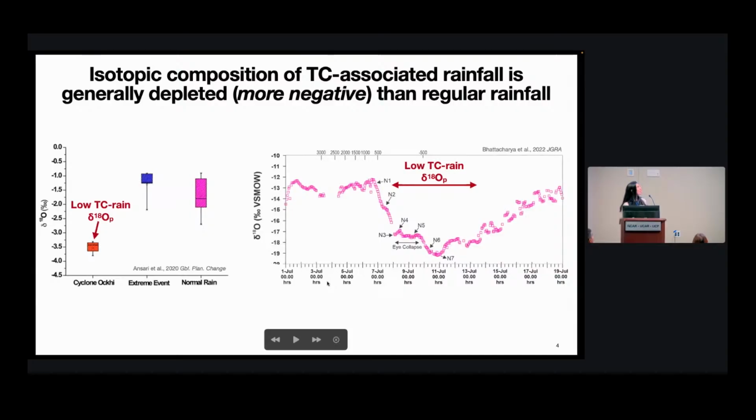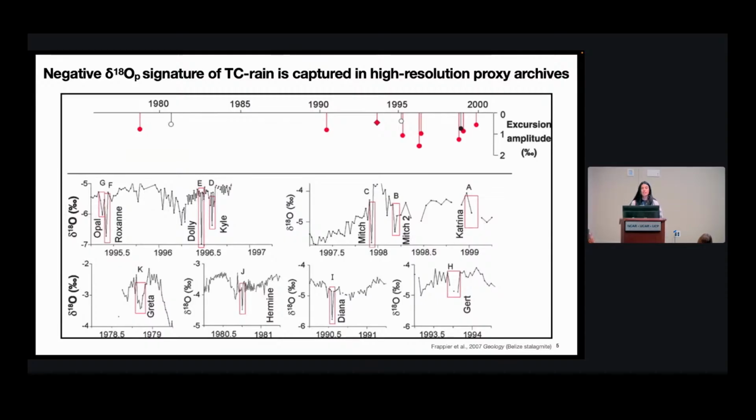In general, the isotopic composition of tropical cyclones, I'm just showing this for oxygen, but oxygen and hydrogen or deuterium follow the same pattern, is more negative than regular rainfall. This is shown in the graph on the left for an event-based distribution, and in the time series on the right, you can also see the general negative trend over time as a TC passes through this region. This is a speleothem, which is a cave record reconstructing the delta 18O of precipitation. This is from Belize, I'm pretty sure.